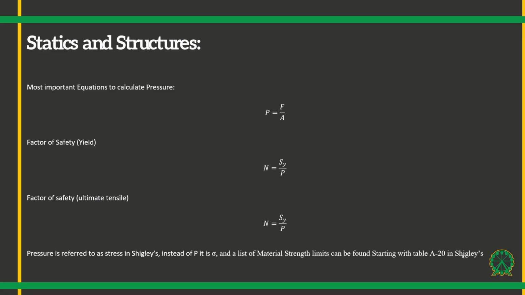So basically, you know how I sent Stiglitz a couple days ago? If you have that, at the very end of the appendix, there are just tables upon tables of materials, and it will tell you their ultimate tensile strength and their yield strength, which is extremely useful.